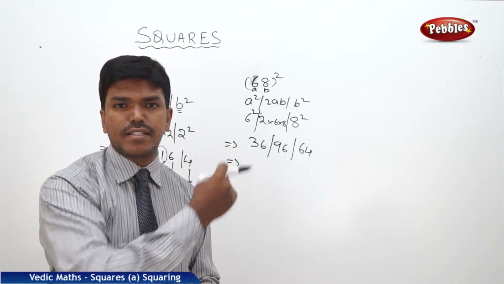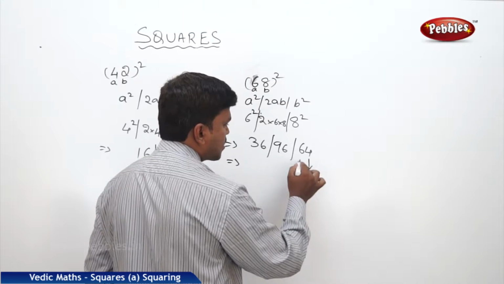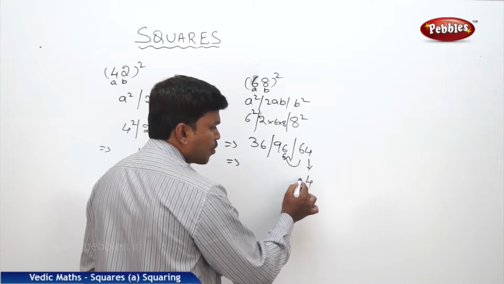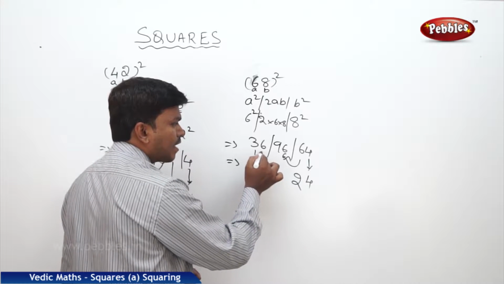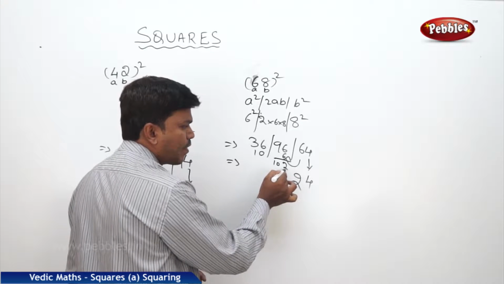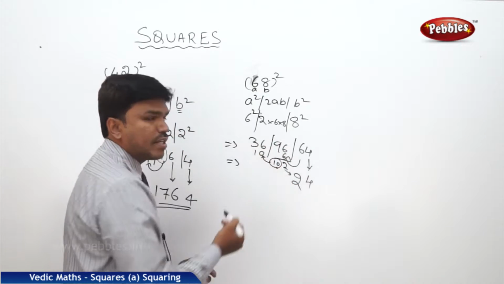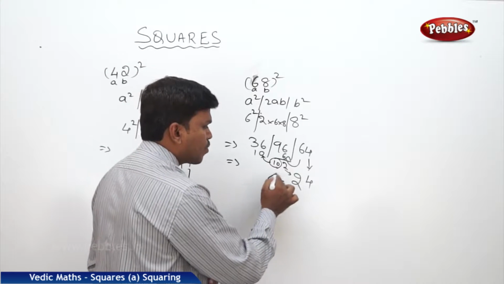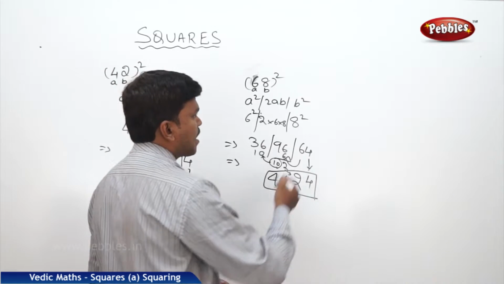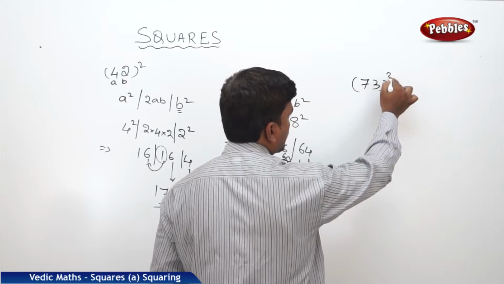Start from the right side. So drop the 4 and carry 6. So 96 plus 6 is how much? 102. In 102 I am dropping 2 and carrying 10. See here, 96 plus 6 is 102. So I will drop the ones place digit and carry the remaining to the next number. So 36 plus 10 is how much? 46. So what is my answer? 4624.